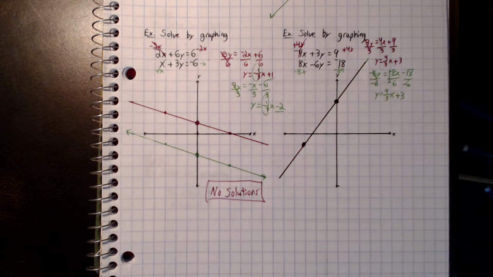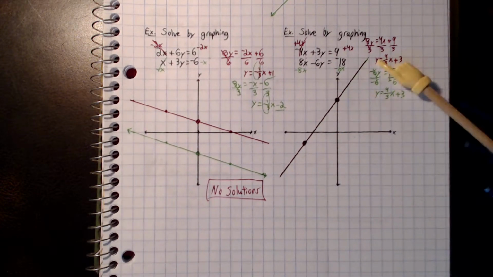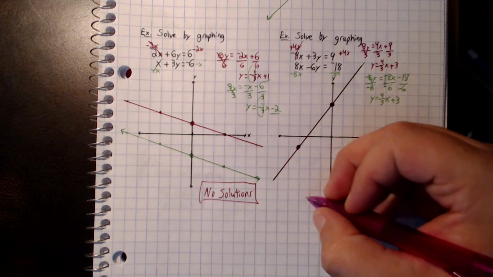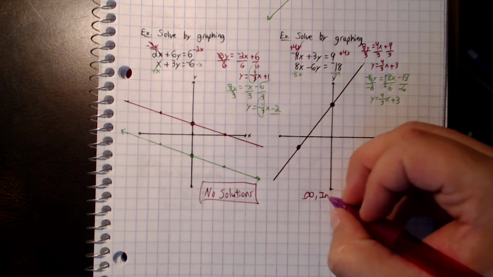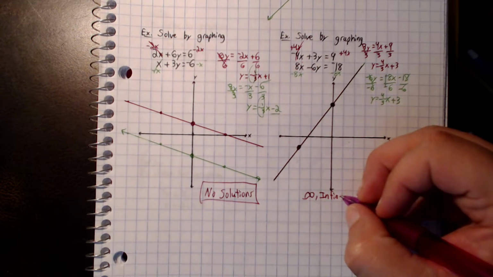So how often are they intersecting? They're intersecting constantly, right? Infinitely many times. So we would say here, you could abbreviate it with the infinity sign, or you could write the actual word. Infinite, probably going to spell this wrong.